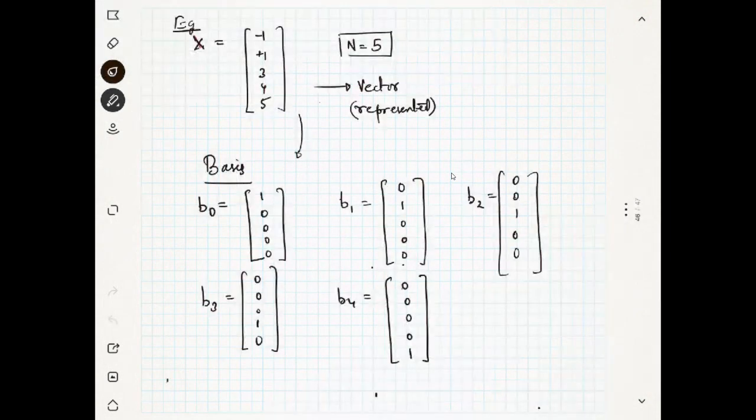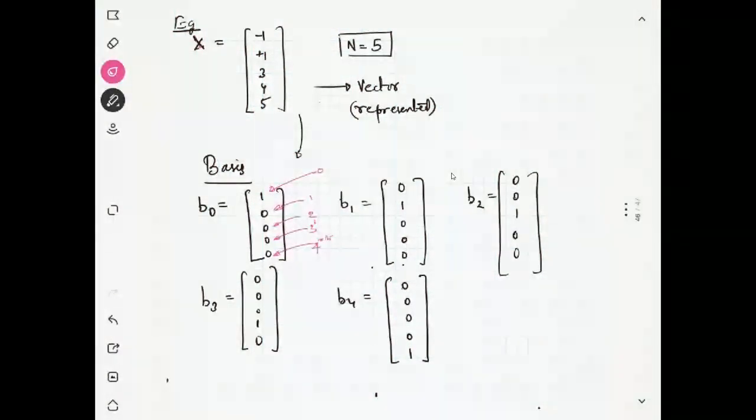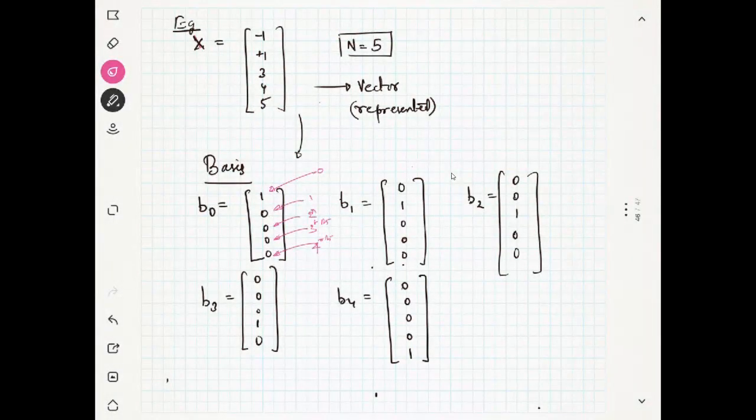B0 means this is my position. This is my 0th position. This is my first position. This is my second position. And this is my third position. And this is my fourth position. These are all the positions.